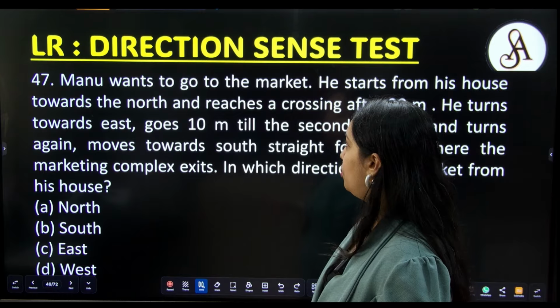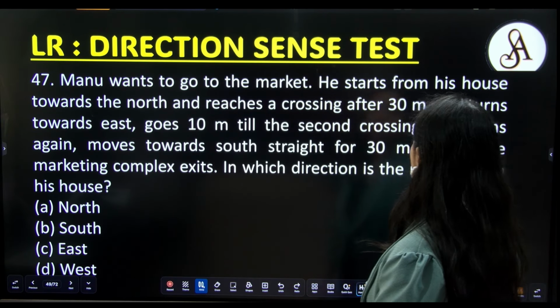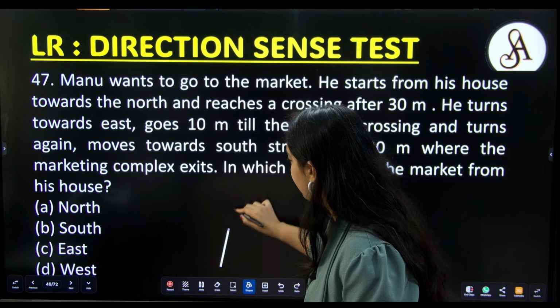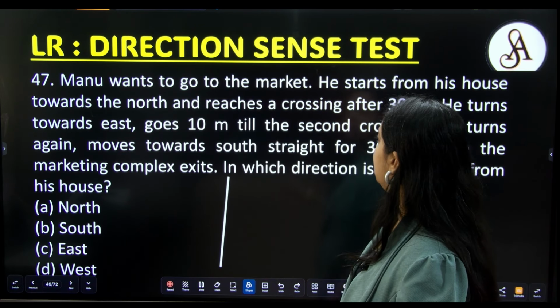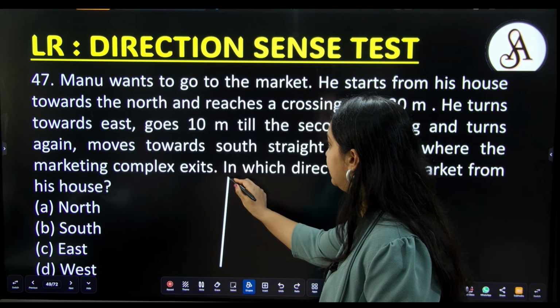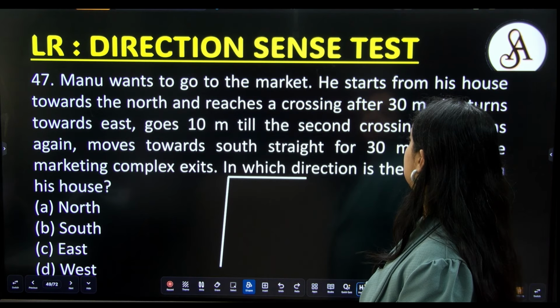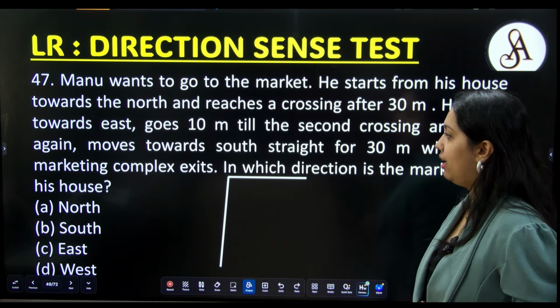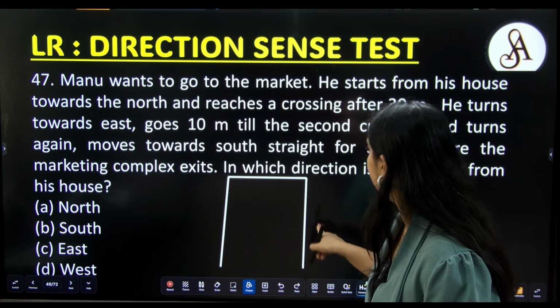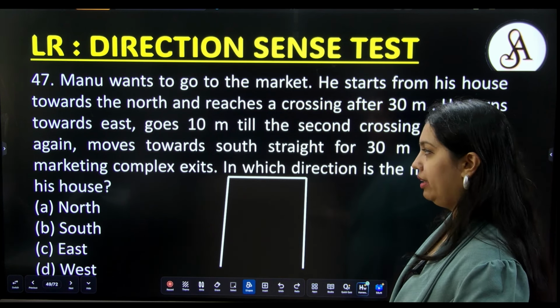Next, Manu wants to go to the market. He starts from his house towards north. Let's start from the house towards north. Then he reaches a crossing after 30 meters. Finally, he turns to east and goes for 10 meters till he gets the second crossing. Again, he goes to south for 30 more meters, exactly 30, 30, where marketing complex exists.